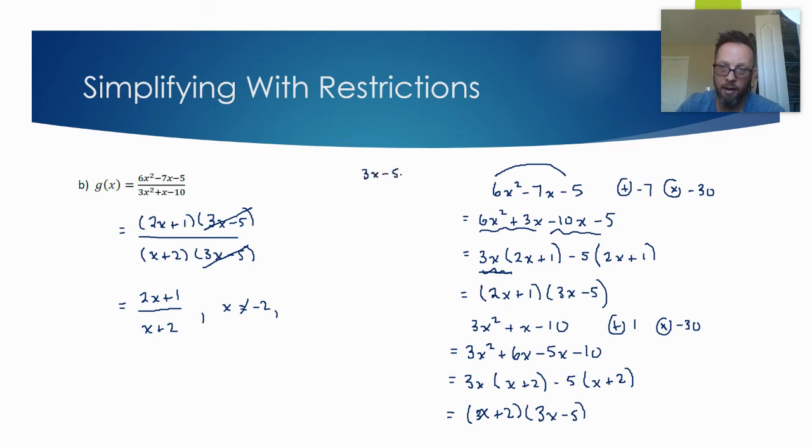And just as an aside, many of you guys could probably just mentally do this, but I'll just show the work. What makes 3x minus 5 equal to 0? Well, what makes 3x equal to 5? It's 5 over 3. So in this case, we have two restrictions. We simplified to 2x plus 1 over x plus 2, and we wrote down our restrictions, whatever makes the bottom 0.